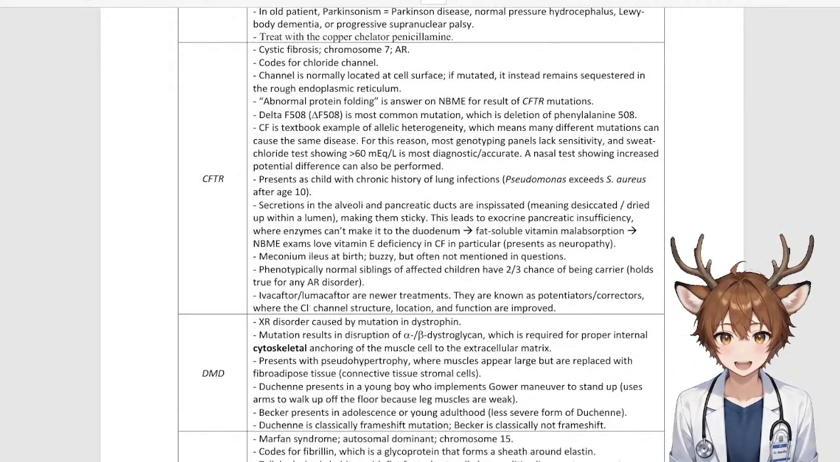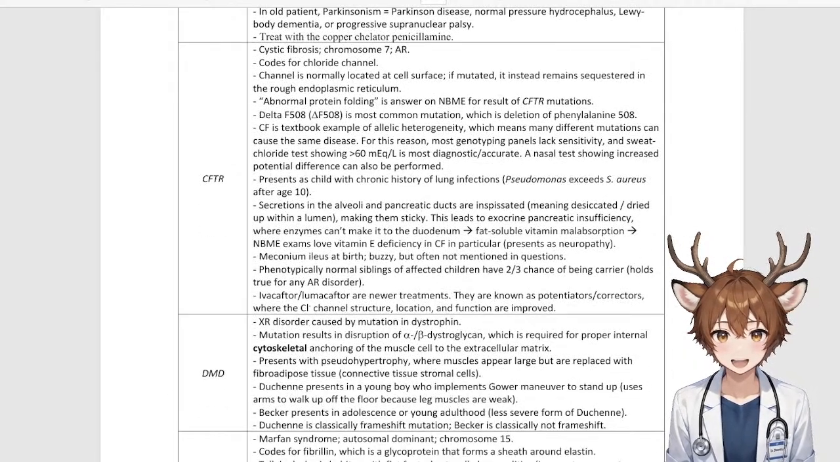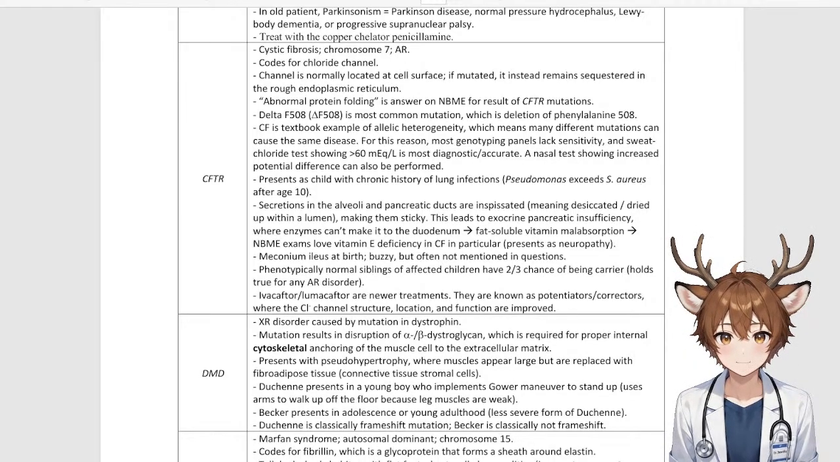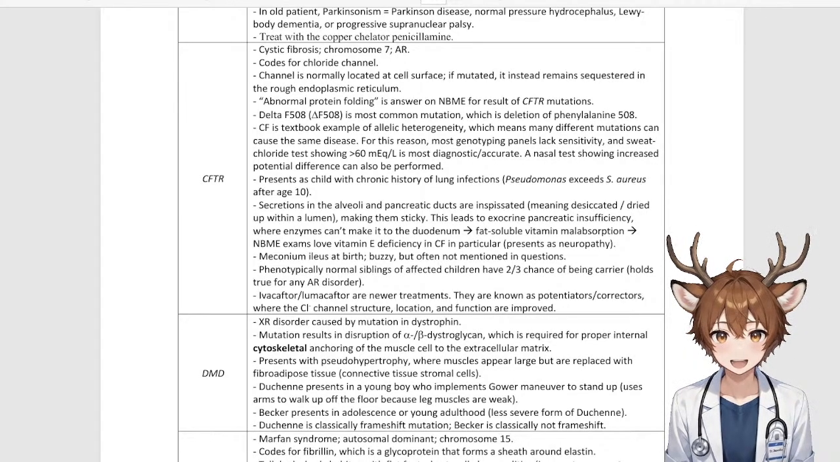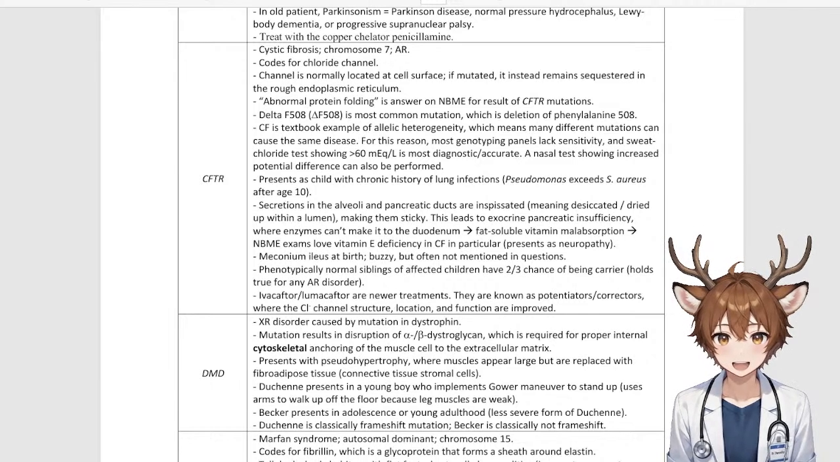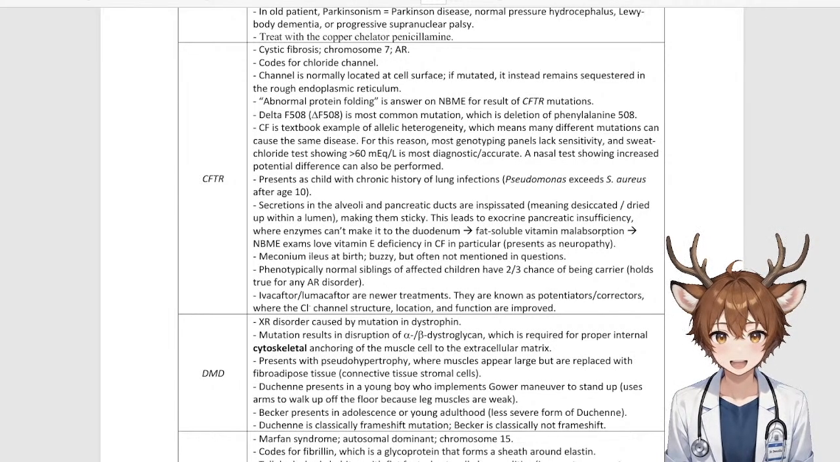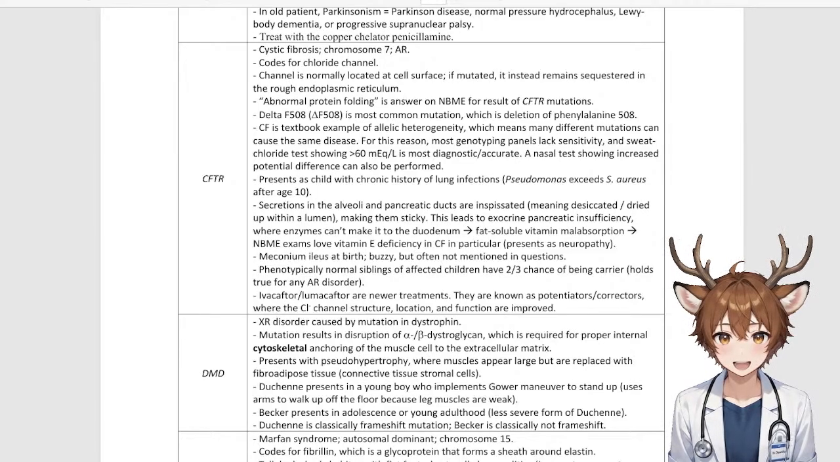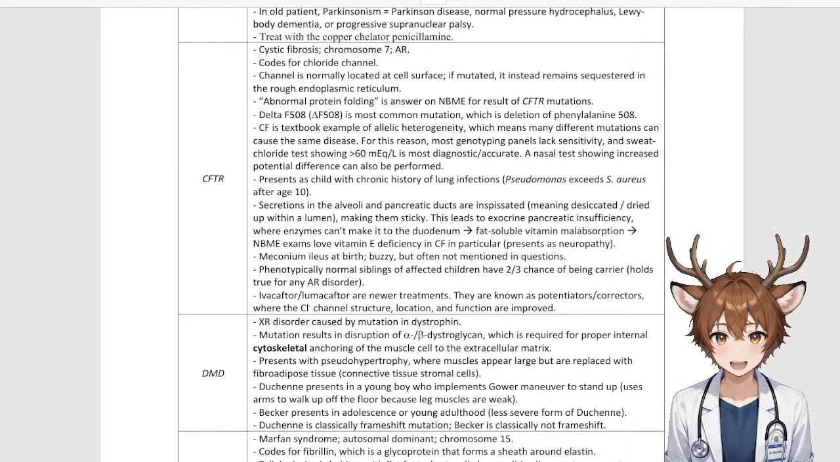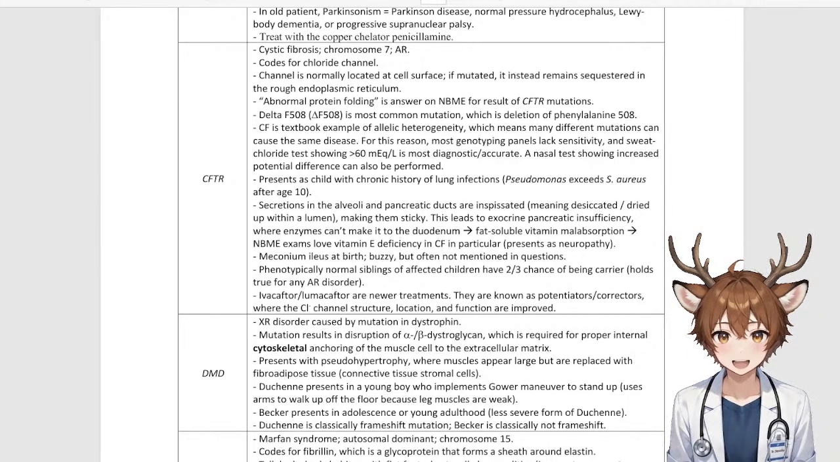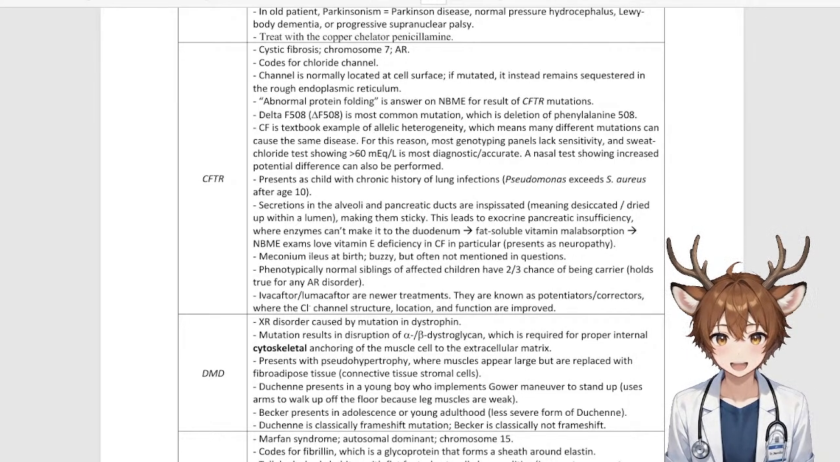What about CFTR? CFTR, cystic fibrosis, chromosome 7, AR. Autosomal recessive. Codes for chloride channel. Channel is normally located at the cell surface. If mutated, it instead remains sequestered in the rough endoplasmic reticulum. Abnormal protein folding is the answer on NBME for result of CFTR mutations. Delta F508 is the most common mutation, which is deletion of the phenylalanine 508.